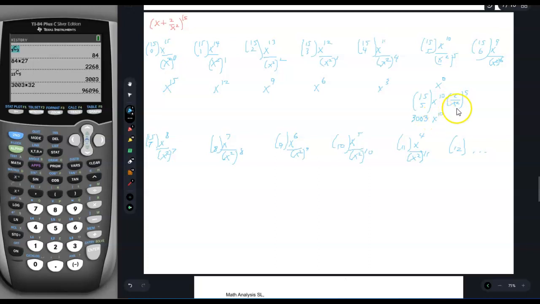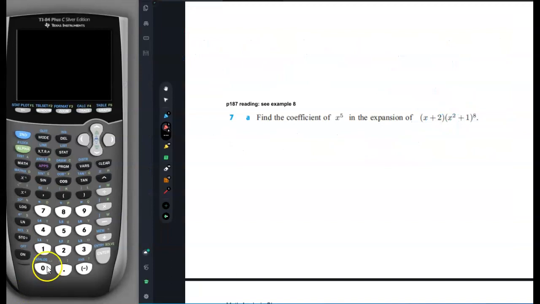3003, x to the 10th. 2 to the 5th, that's 32. You can do that on the calculator. X squared to the 5th, that's x to the 10th. Oh yeah, these cancel out, right? Those two cancel out. So I'm left with 3003 times 32. Oh yeah, that's 96096. And I'm done. The constant term is 96096. How do you like that? No algebra.